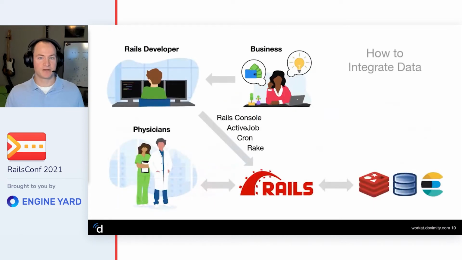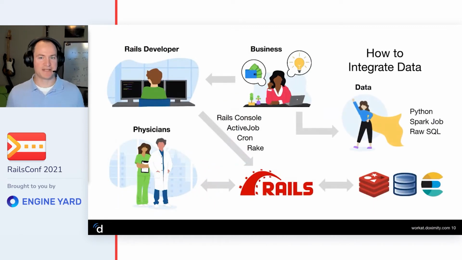So how do we integrate these data specialists that have their own unique sets of tools that they need into our existing Rails monolith application so that the things that they're doing get piped through our rich domain models? Because they're used to things like Python, Spark jobs, raw SQL. How do we do this? Well, I'll tell you about the steps that we took in order to accomplish this.